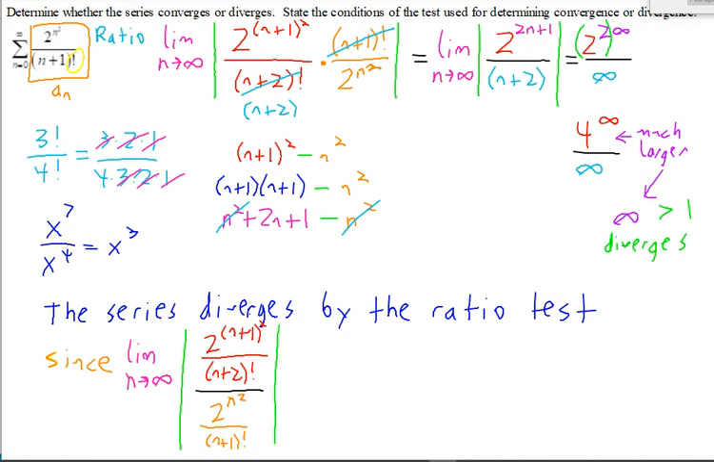The importance of that is that it was greater than 1. That's how we knew that it diverges. Again, if it was less than 1, we would say the same thing converges, since this limit is less than 1. All right, let's take a look at a couple more here.